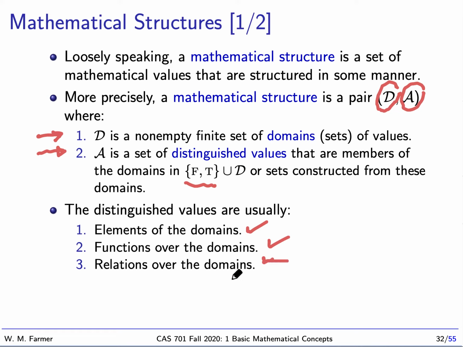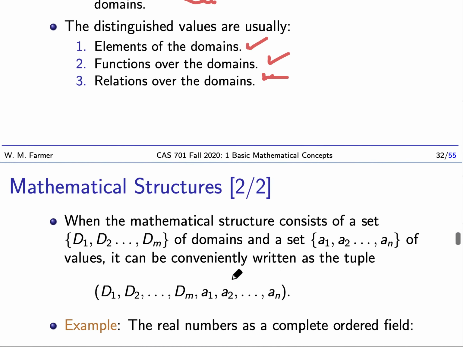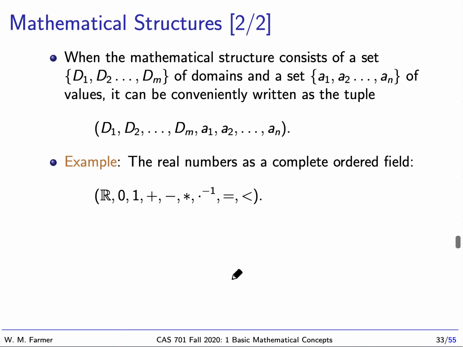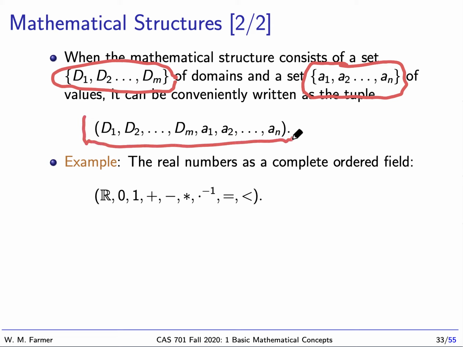Okay, so that's what a mathematical structure is. We're going to look at a lot, but we're going to use a simple notation. Suppose this is our set of domains, and suppose this is our set of distinguished values. In that case, notice both are finite. We will often write our mathematical structure like this. We'll just list out the domains, list out the distinguished values.